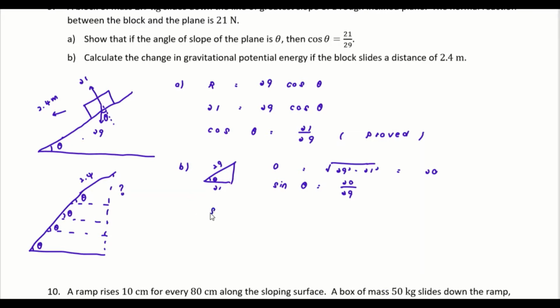So sine theta is equal to 20 over 29, right? So the sine here is opposite over hypotenuse. So this is what we want to find, which is the height, over 2.4, is equal to 20 over 29. So that actually gives us that h is equal to 20 over 29 times 2.4. Okay, so now we can try to find out the change in GPE already.